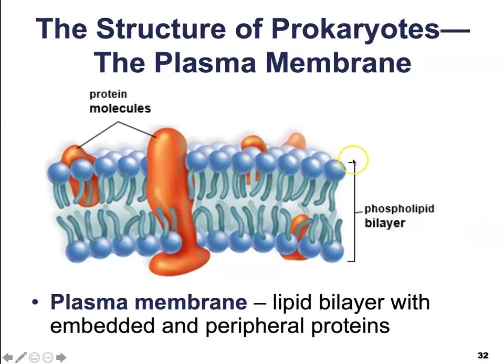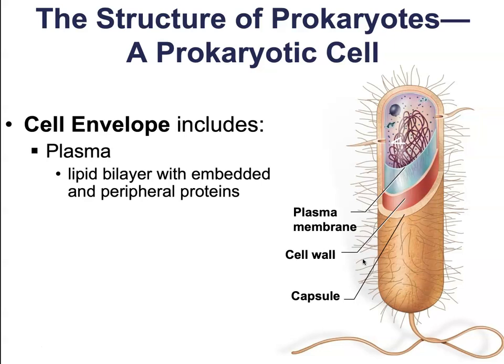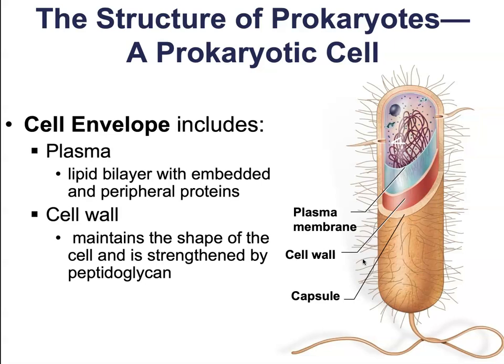Because of this, the polar regions are going to orient themselves to the outside of the cell and the inside of the cell, where water is going to be abundant. The nonpolar tails are going to be found in between those two polar regions. So the plasma membrane is going to be a lipid bilayer with embedded and peripheral proteins. The next layer we're going to come across is going to be the cell wall. The cell wall is going to help maintain the shape of the cell, and it's going to be strengthened by peptidoglycan. If you remember, peptidoglycan is going to be the structural carbohydrate found in bacteria.